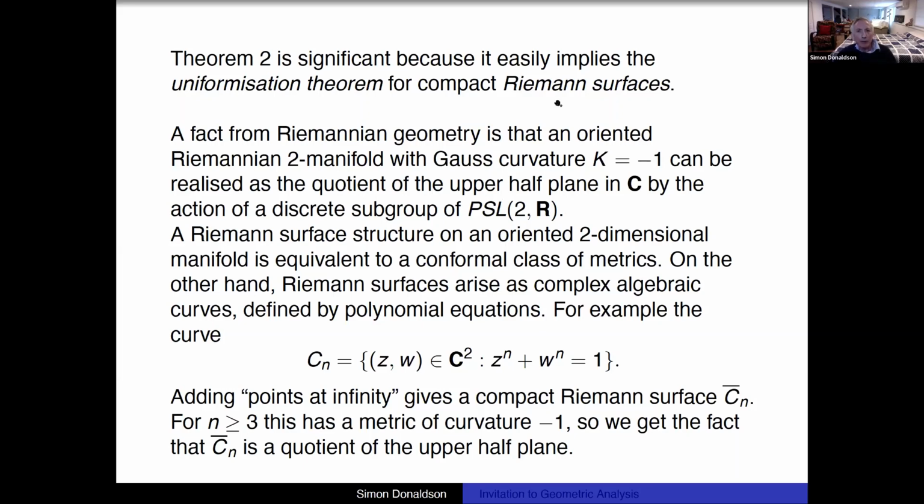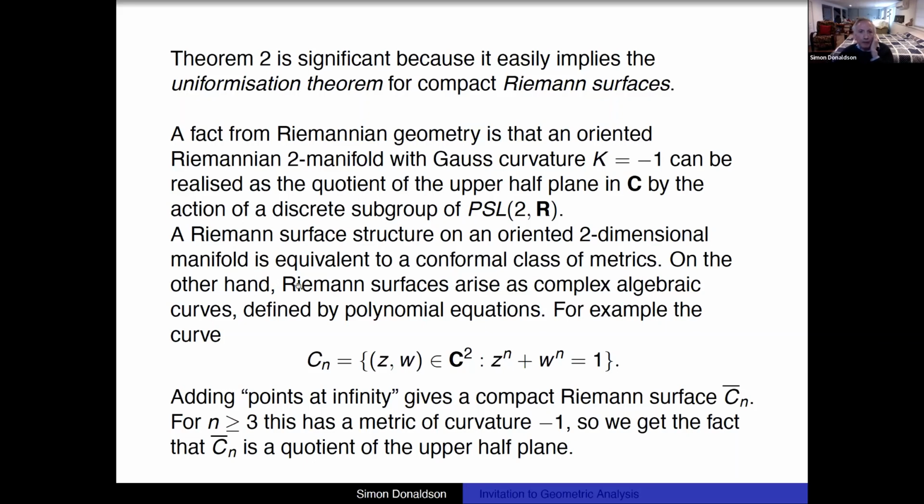So we mentioned Riemann surfaces. A Riemann surface structure on a two-manifold is something very close to a Riemannian metric. It, in fact, is equivalent to having an orientation and a conformal class of metrics. So precisely what we were considering when we were considering multiplying our metric by this factor.